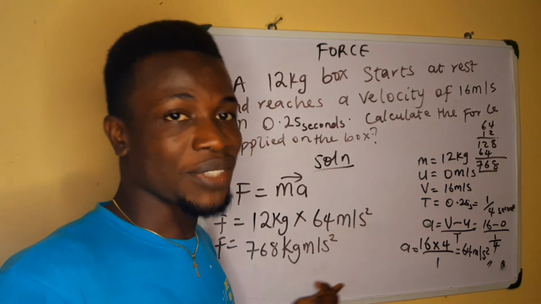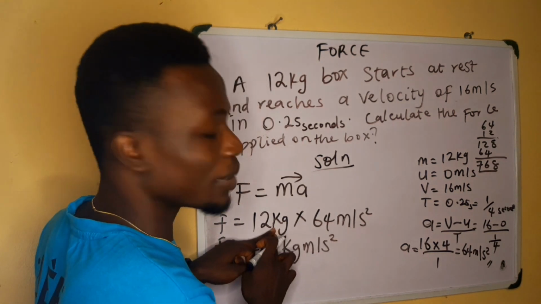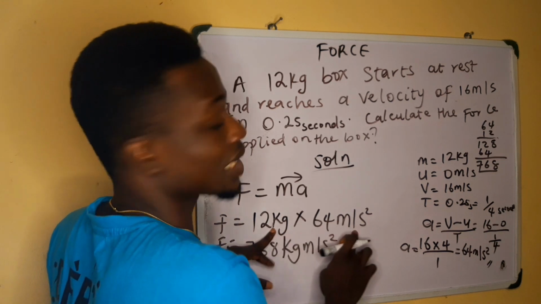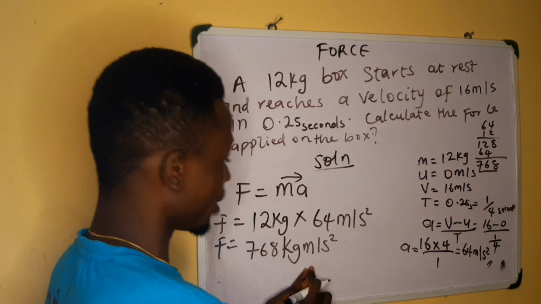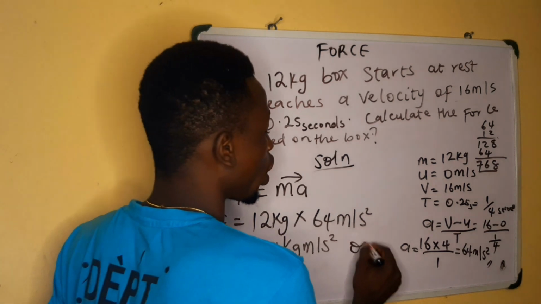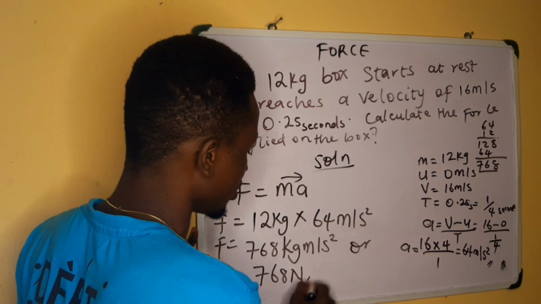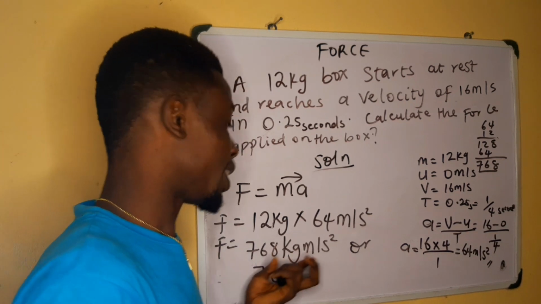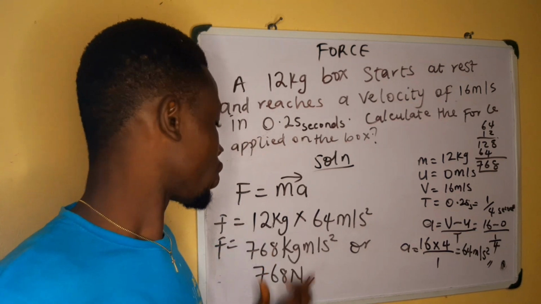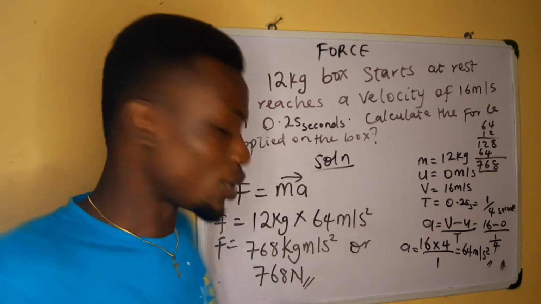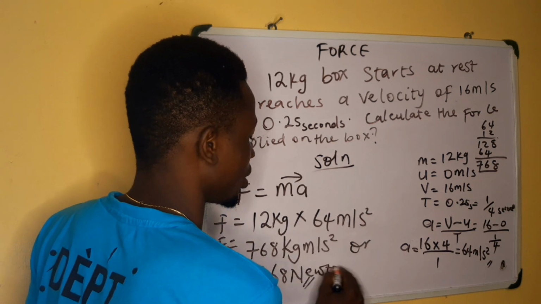Now, if you don't understand what I did here, I'm just showing the basic SI unit of mass and the basic SI unit of acceleration together. So if you join them, this is what you're going to have. Or otherwise written as 768 Newton. So this is the standard SI unit of force. Newton. So that is it.